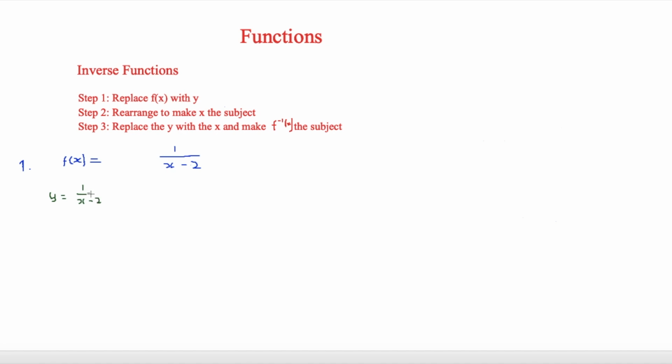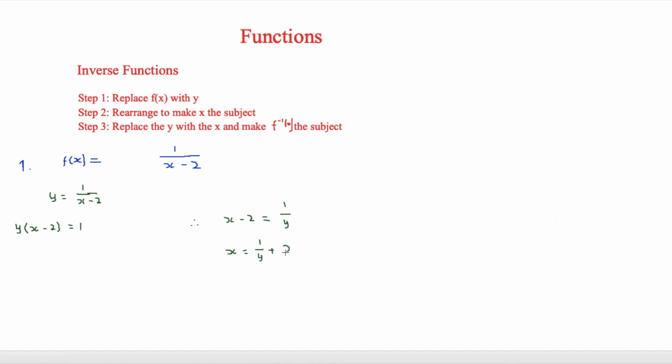Then this is where the most difficult part comes, as we have to rearrange to make x the subject. And this is using some basic algebra. Sometimes it's very easy. This is a medium example, so it's not extremely hard, but it isn't the easiest one either. But in order to do this, we're going to times it all by x minus 2. So then we have y times x minus 2 is equal to 1. Now therefore, we can say that x minus 2 is equal to 1 over y. And that means that x is equal to 1 over y plus 2.